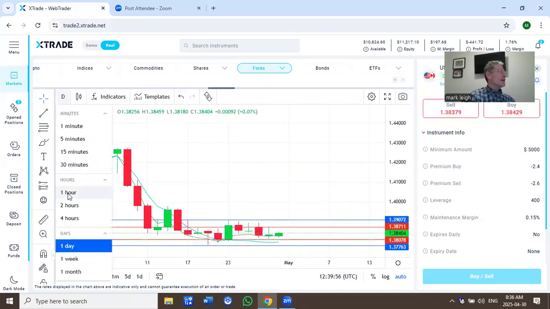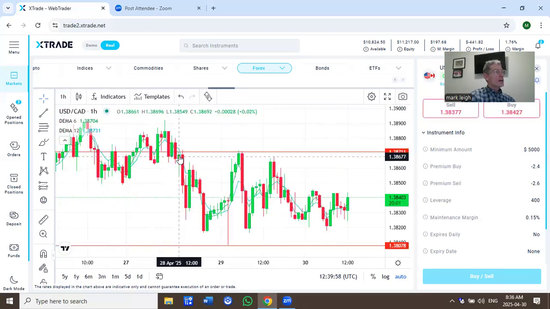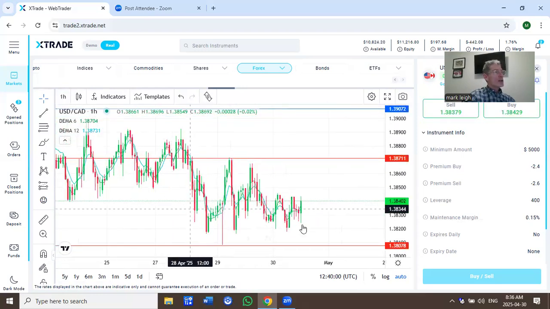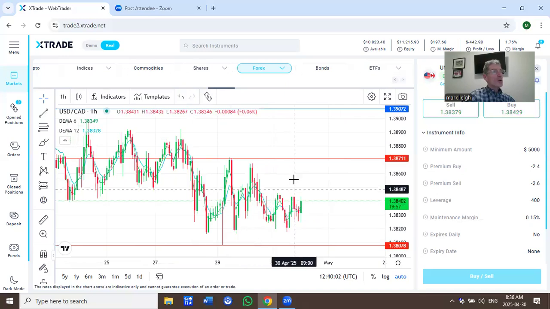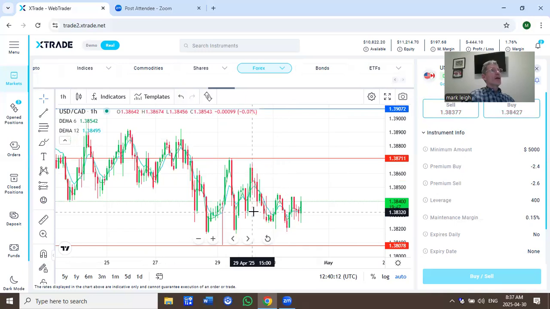I can go right into the hourly, and there you can see price action in the middle of the range, 138.70 resistance, 138 support, but sitting in the middle right now and not really giving an indication in either direction.